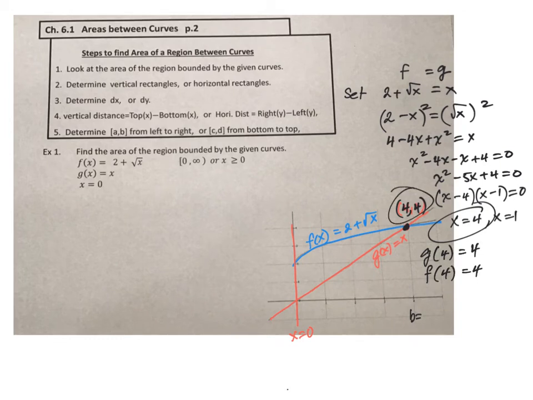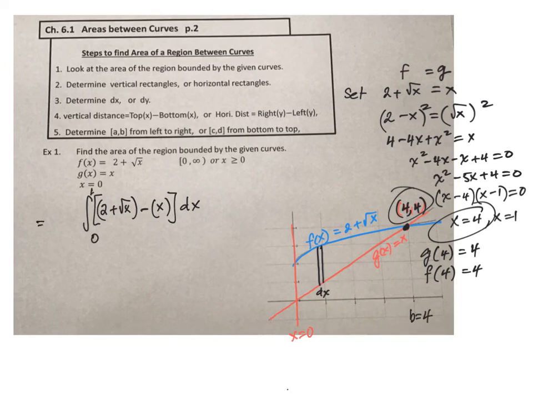So the area between two curves is top minus bottom. That's the height of the rectangle, and the base is delta x or dx. So we have the area between two curves, top minus bottom. 2 plus square root of x is the top, minus the bottom, which is x, times the base, which is dx. And we are adding all the areas, stacking from left to right. Left is 0, and right is 4.